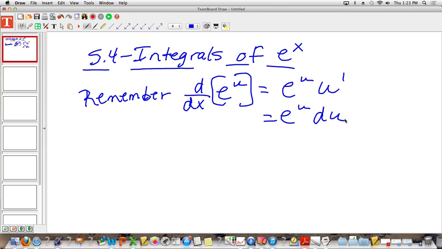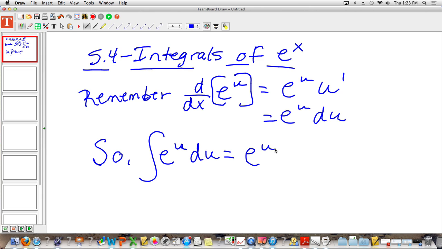So naturally, because of that, if I ask you to work backwards and find the integral of e to the u power du, it's going to be e to the u power. The derivative of e to the u power is e to the u power du. So if you find the integral of this, it will be what you started with, e to the u power. Except for finding an integral, what do we always need to tack on to the end? Plus c. Add on a plus c.